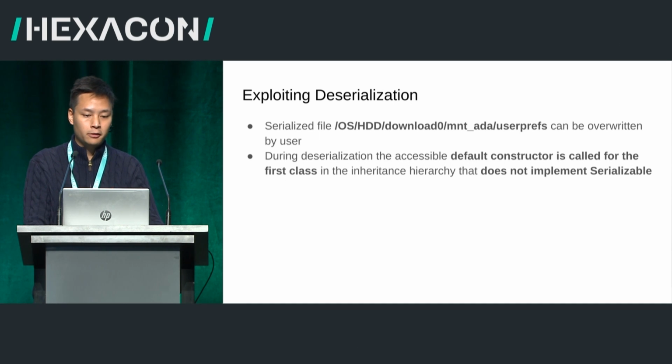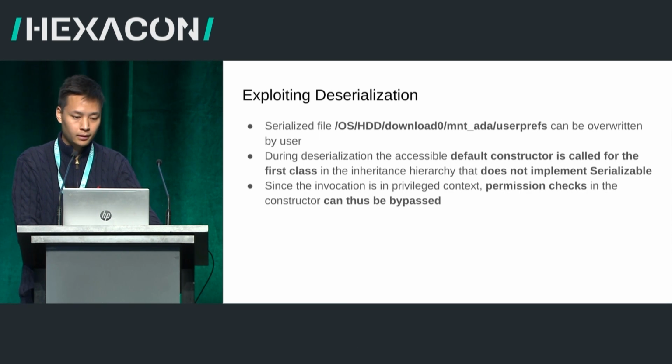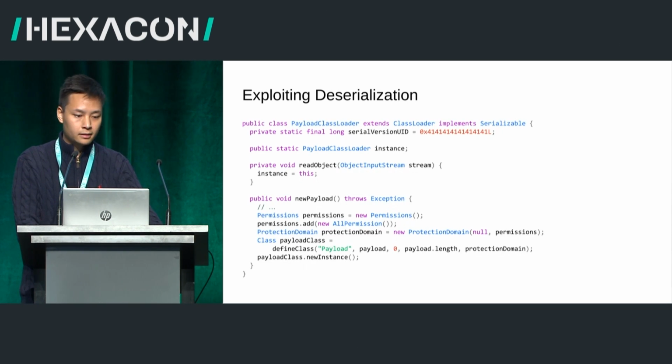What happens during deserialization is that the accessible default constructor is called for the first class in the inheritance hierarchy that does not implement Serializable. Since the invocation is in privileged context, permission checks in the constructor can thus be bypassed. And what class would be interesting to instantiate? The class loader is an interesting target.